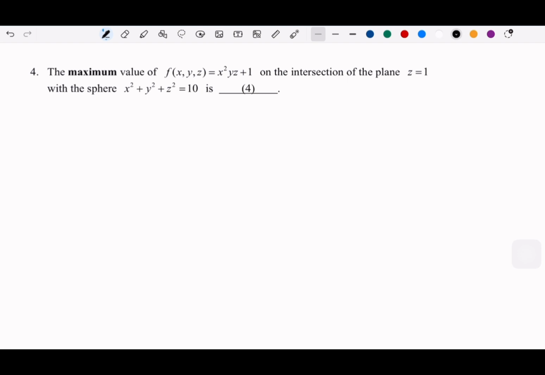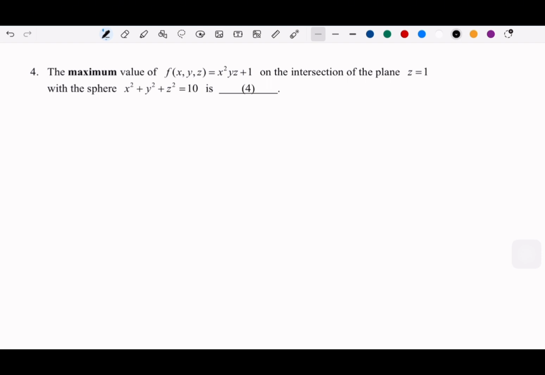We also have a constraint that is a sphere. So the surface is cut by z equal 1, and also they are going to be in the sphere. So the sphere will be going around. So the question is asking, for the surface with this boundary z equal 1 and the sphere, what will be the possible maximum value?